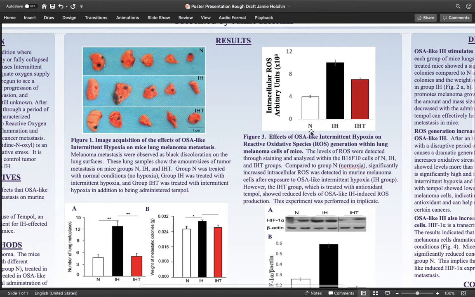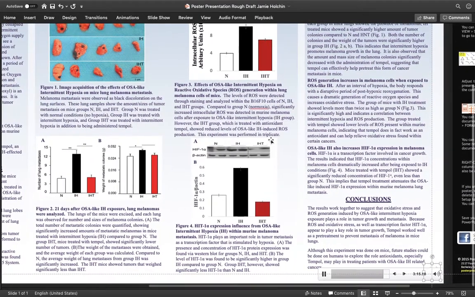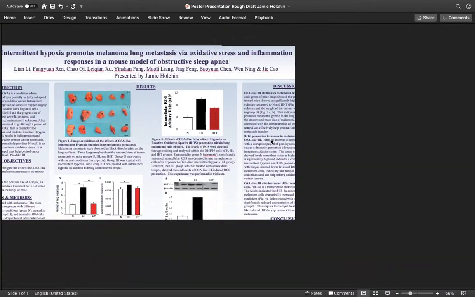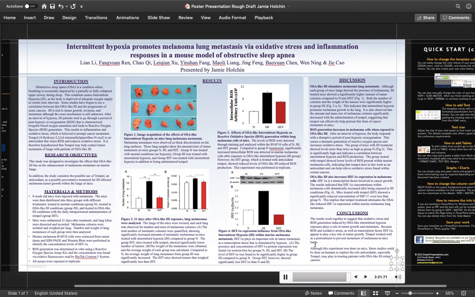And so altogether, all these results work together to really show that oxidative stress and ROS generation induced by obstructive sleep apnea, like intermittent hypoxia, plays a major role in tumor growth and metastasis. And Tempol, we see, also worked well to prevent tumor growth and metastasis and may be used in the future to help prevent certain types of cancer with this condition of obstructive sleep apnea.